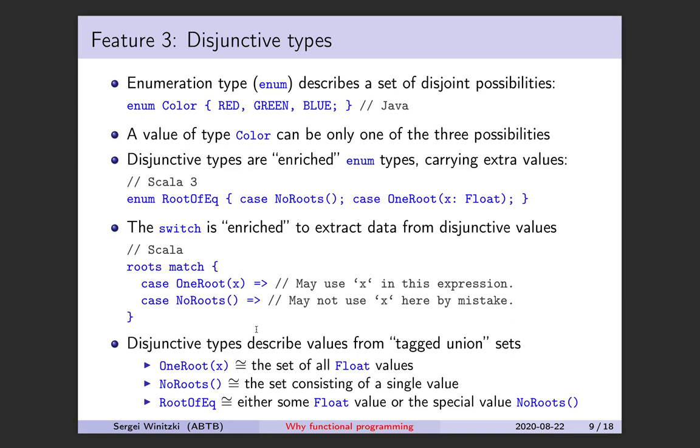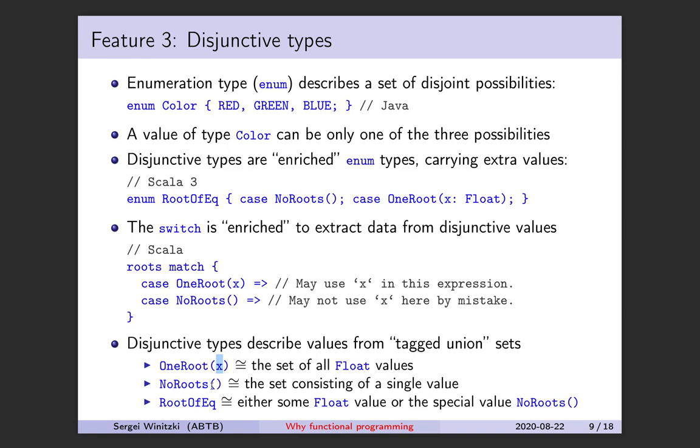So mathematically speaking, a disjunctive type describes a value from what is called a tagged union. It's a union of sets, but each set in the union is tagged by a name. And these names are, for example, one root and no roots. And these names make it impossible to make a mistake as to from which part of the union a certain value comes. Now, this is a set of all float values.